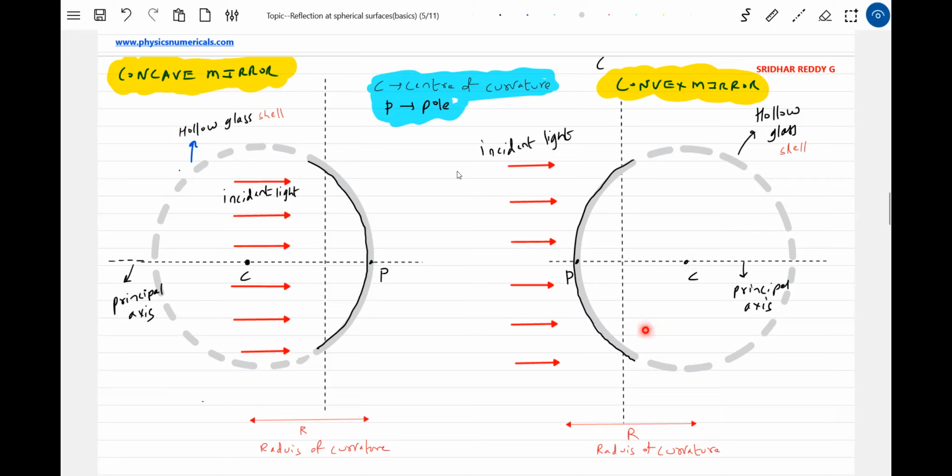Getting the idea? The distance from the pole to the center of curvature is called the radius of curvature. What is the principal axis? The line joining the pole to the center of curvature is called the principal axis. And this is called the aperture.